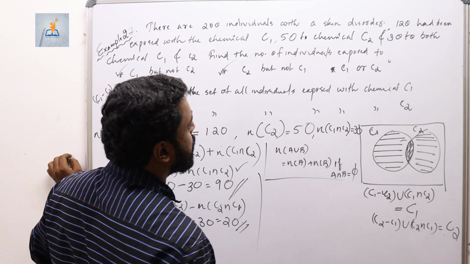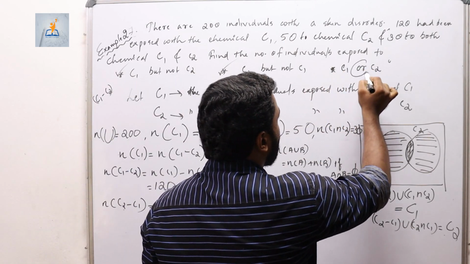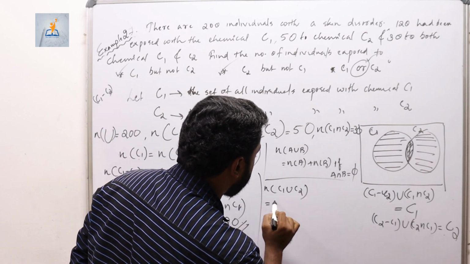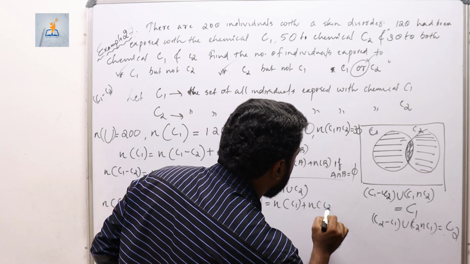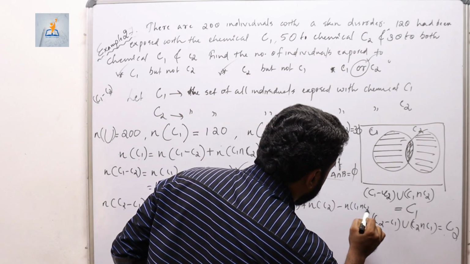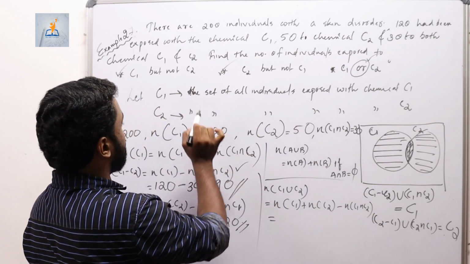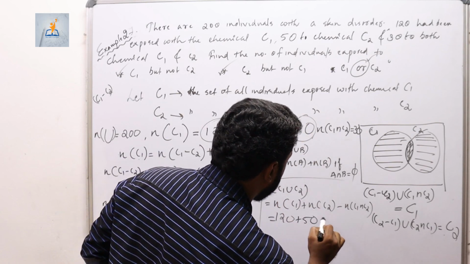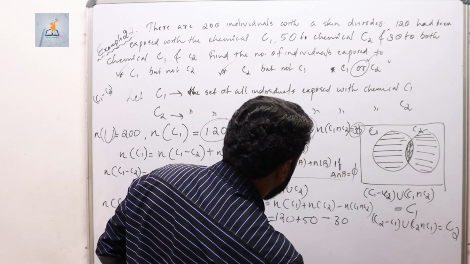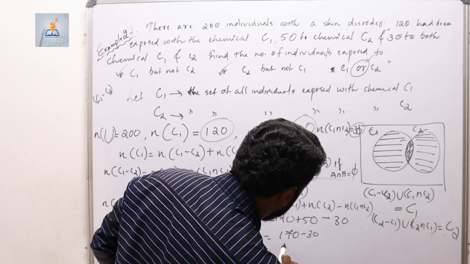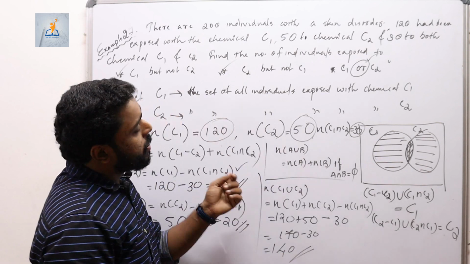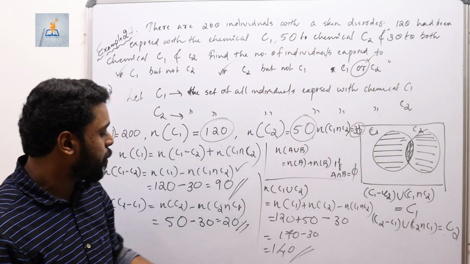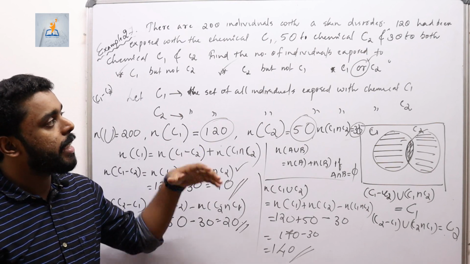Now the last part. What is the last part? C1 or C2. As I have told you earlier, or denotes union. So we have to find n(C1 union C2). It is equal to n(C1) plus n(C2) minus n(C1 intersection C2). What is n(C1)? n(C1) is given by 120. n(C2) is given by 50, plus 50, minus intersection equal to 30. So 170 minus 30 is equal to 140. So the number of people who are exposed either to C1 or to C2 is nothing but 140.